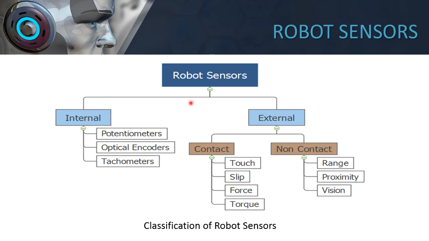Why are we classifying the robot sensors? Just to understand where exactly the sensors have to be installed. If it is internal, the sensors have to be installed internal to the robot, whereas external sensors have to be installed externally, so that when it comes in contact with a particular product, it can sense that particular product by using these sensors, that is touch sensors, slip sensors, force and torque sensors. I'll talk about these sensors in my next slides. And then non-contact sensors: range sensors, proximity sensors, and then vision sensors.